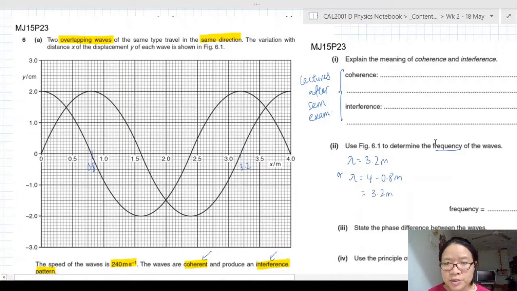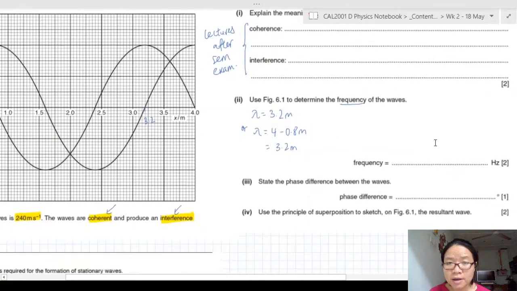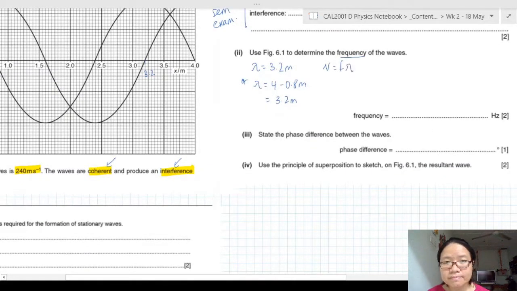Okay, and then you can use the equation v equals f lambda. Substituting 3.2 in, wave speed is 240 meters per second. This will give you 75 hertz.